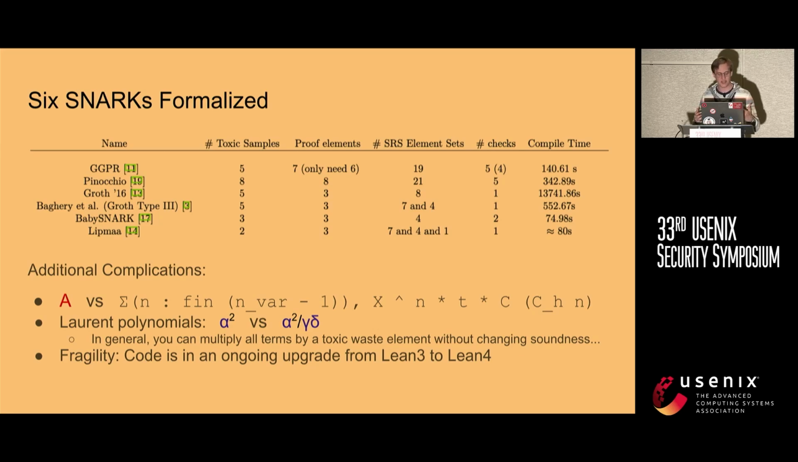And just another challenge has to do with the fragility of the underlying proof system, because Lean is really a project that's still under active development, and it switched from Lean 3 to Lean 4 during the time that this project was completed, and keeping things up to date is another challenge working with this code base.